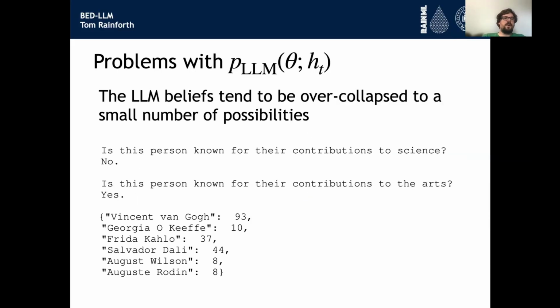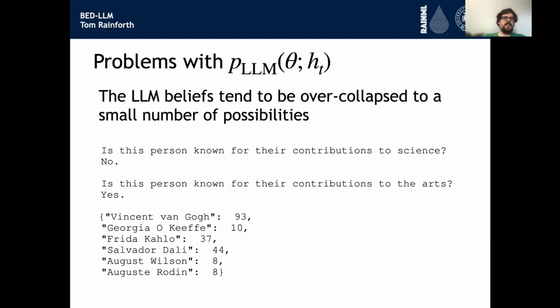The other thing that goes wrong that people may have seen when they've used LLMs is that they tend to be overly aggressive and overconfident. They will tend to collapse to a small number of possibilities far too quickly. To give an example, if we say, is this person known for their contribution to science? No. And are they known for their contribution to the arts? Yes. Then almost half of the time it will think that this person is Vincent van Gogh. And most of the rest of the time it thinks it's either Frida Kahlo or Salvador Dali.